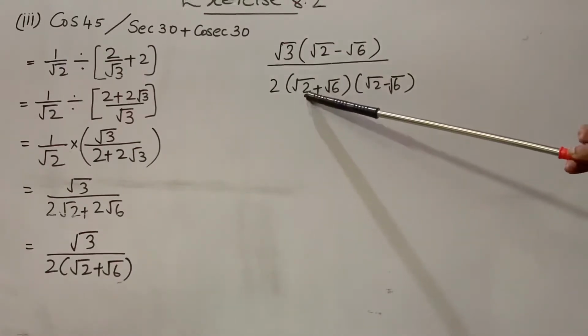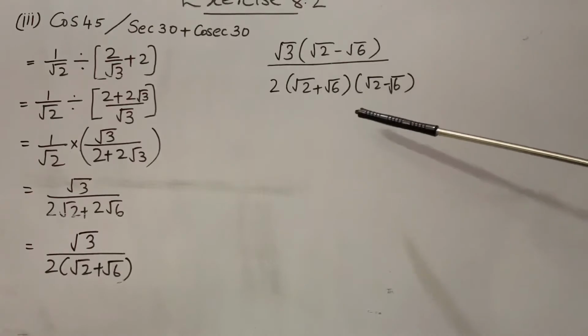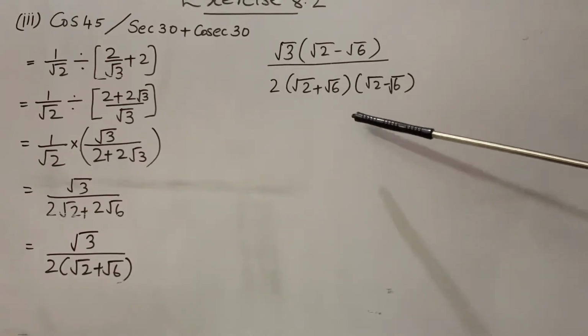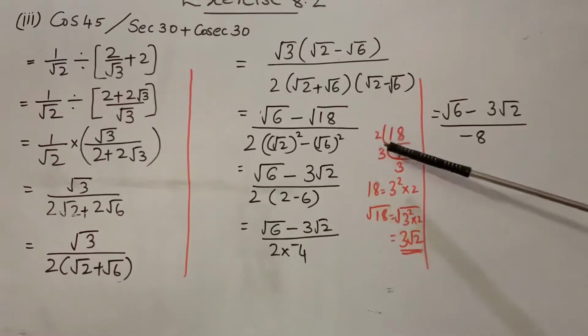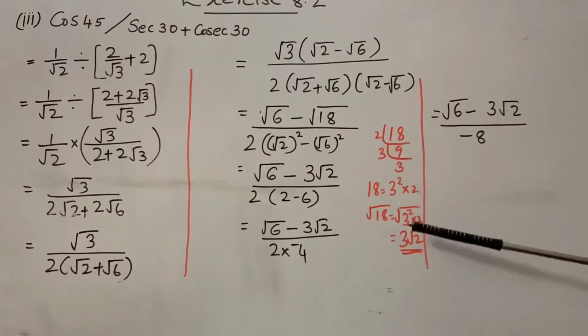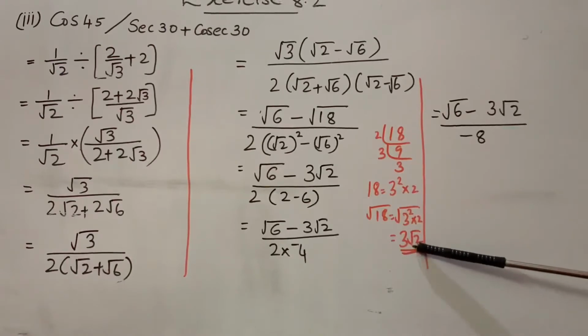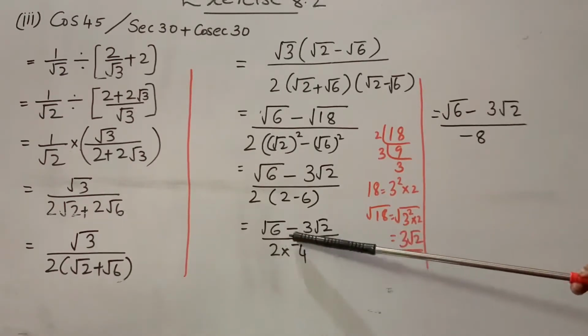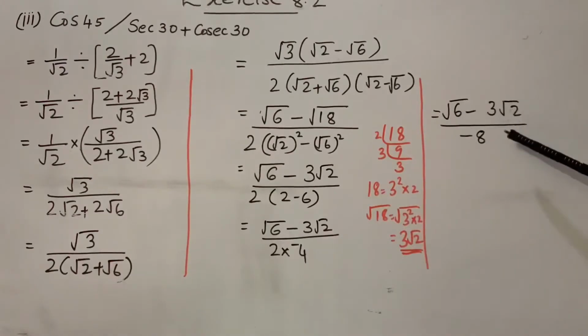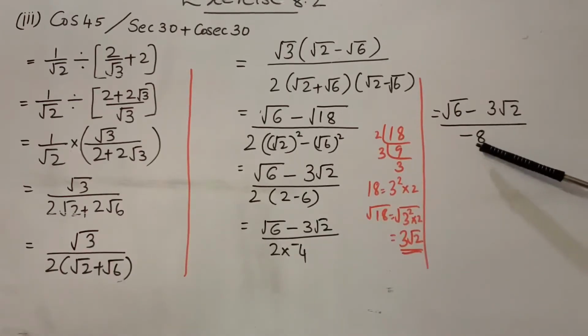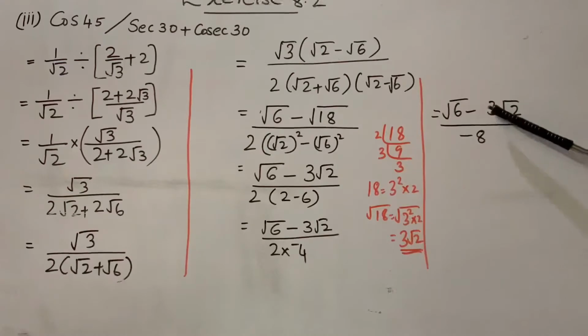That means root 2 square minus root 6 square. That is 2 minus 6. Here you will get 2 minus 6. Here root 18, prime factorising 18, root 18 is 3 root 2. That means root 6 minus 3 root 2 divided by 2 into negative 4. That is root 6 minus 3 root 2 by negative 8. To eliminate this negative sign, you multiply both the numerator and denominator by negative 1. Then you will get 3 root 2 minus root 6 by 8.